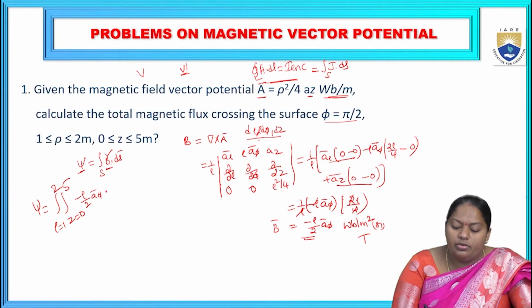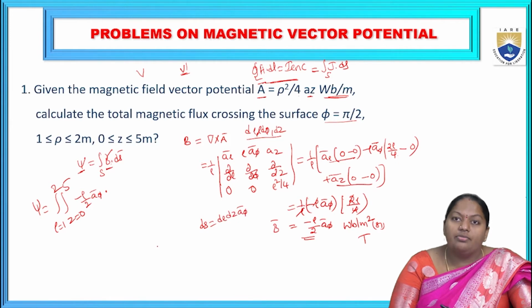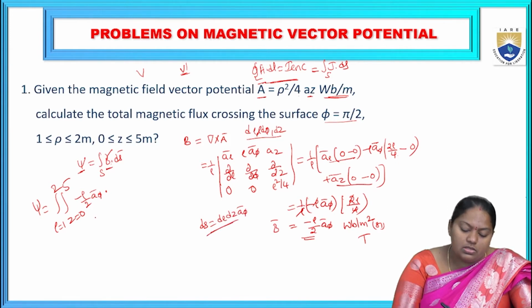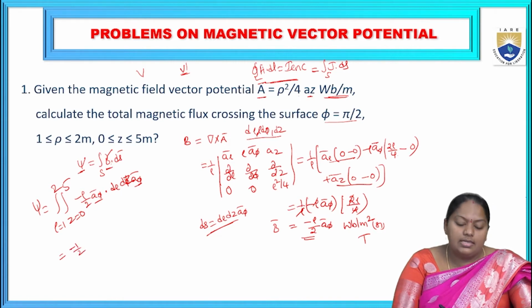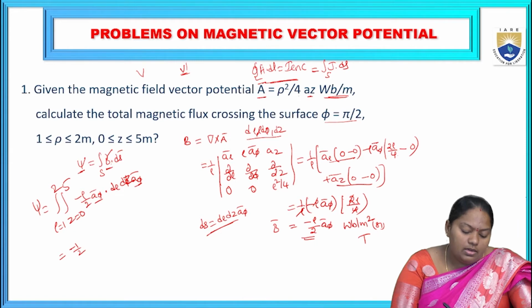dS means, as we know the differential components, here rho and z are the components. Then the phi direction we have to write. Hence the formula for dS is given by dS equals d rho dz into a phi. So in place of dS we just write d rho dz a phi. Then a phi dot a phi value is 1. Then the integral means minus 1 by 2, then d rho dz. a phi dot a phi value is 1, then minus 1 by 2 can be taken out of the integration.